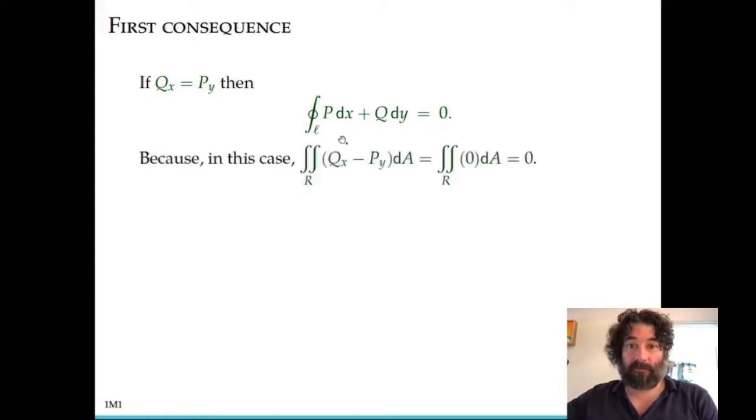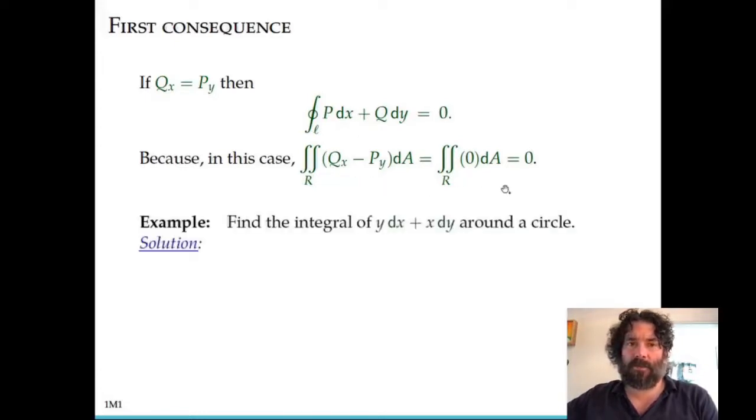So, well, here's the explanation I just gave. By Green's theorem, this line integral will be equal to this double integral over the region R of 0. So let's do a quick example of this. Find the integral of this differential form y dx plus x dy around a circle.